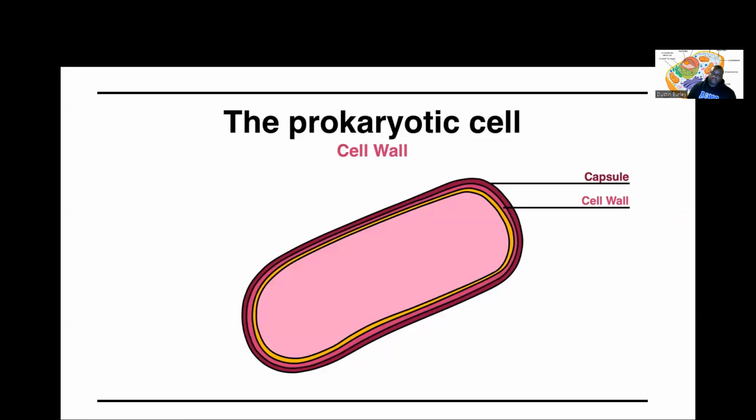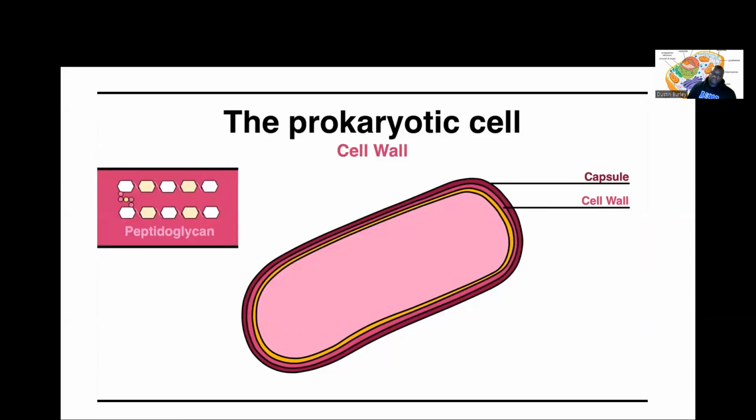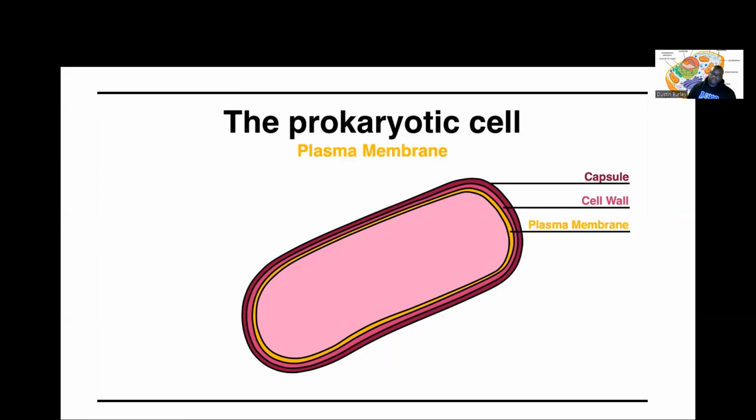The composition of the cell wall can vary between different types of prokaryotic cells, but it is typically made up of peptidoglycan, a complex polymer of sugars and amino acids. Next, the inside of the cell is surrounded by a plasma membrane that acts as a barrier between the inside of the cell and the external environment.